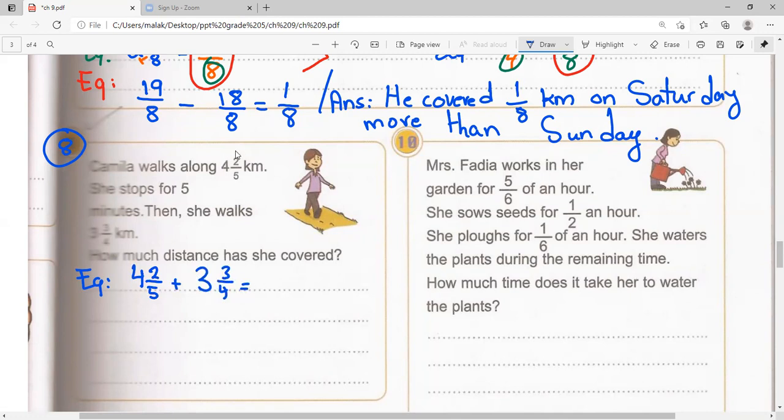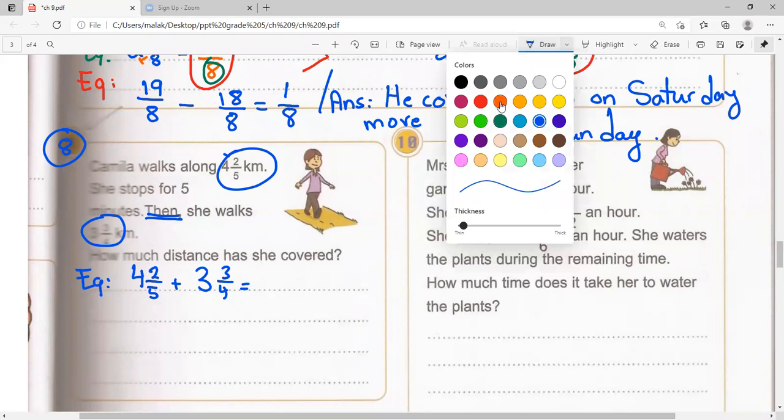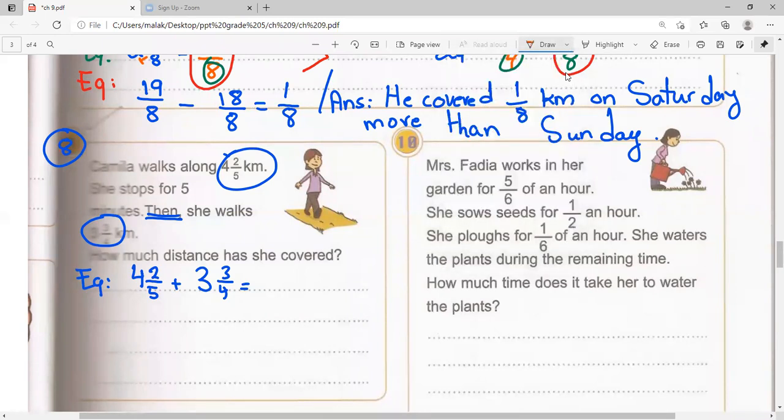So she covered 2 over 5 kilometers, then she covered 3 over 4 kilometers. She stops for 5 minutes, she takes a rest just for 5 minutes, then she continues. So in order to find the total distance, how much did she cover in all? We have to add the two distances together. Let's check now the two. Let's change the two mixed numbers to fractions.